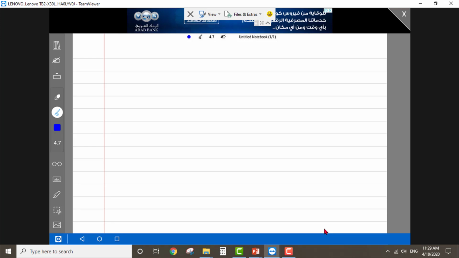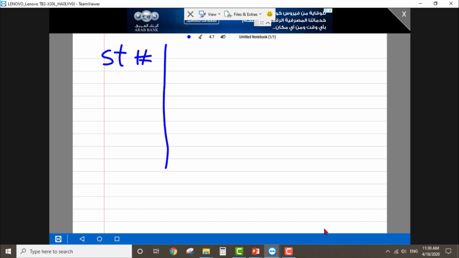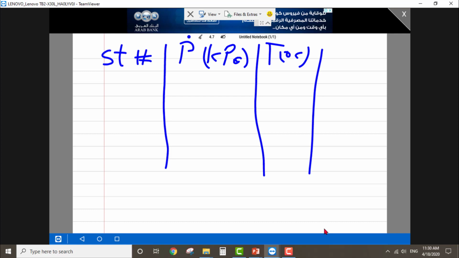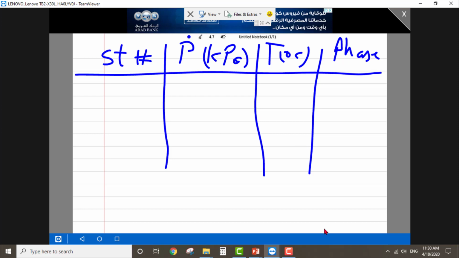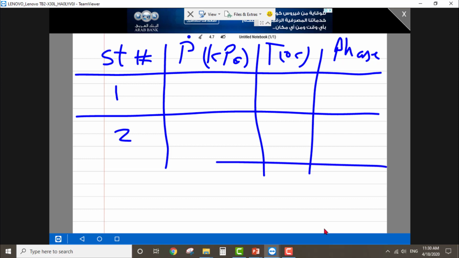Let's start with writing down the table, the mapping table. So here we have state number. Here we have pressure in kilopascal, and here we have temperature, degrees Celsius, and here we have phase description. So here is state 1, state 2, and state 3.